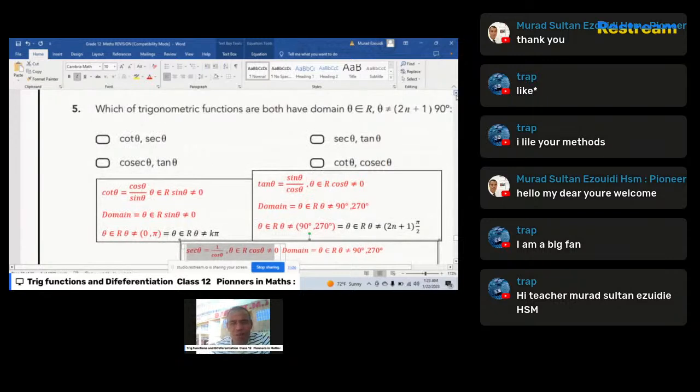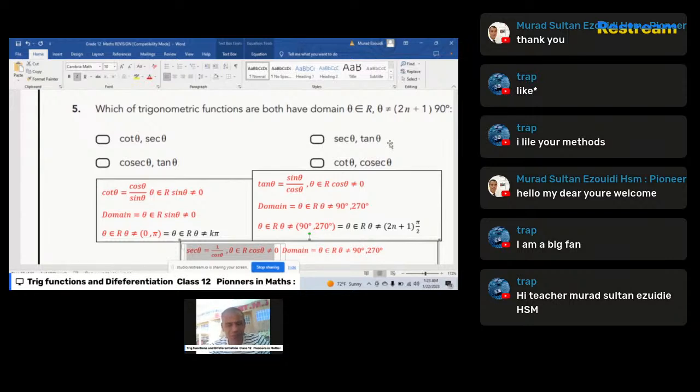Which of the trigonometric functions both have domain theta is a real number and theta should be different to (2n plus 1) multiplied by 90 degrees? Therefore it is sec and tangent of theta, simply because the denominator in both trig functions, sec and tangent of theta, is cosine of theta. You should tell that the domain is theta is a real number, such that cosine of theta should never be equal to 0. Therefore, the angles of these two trigonometric functions are (2n plus 1) times 90, meaning an odd multiple of 90.